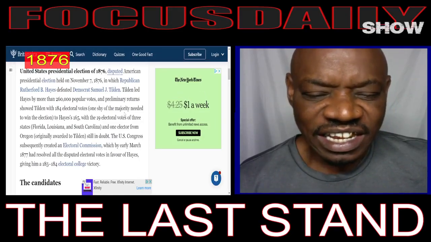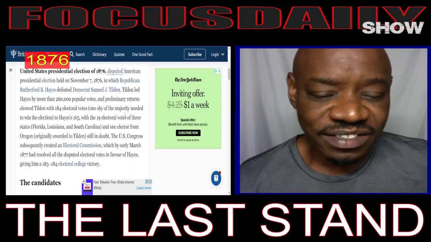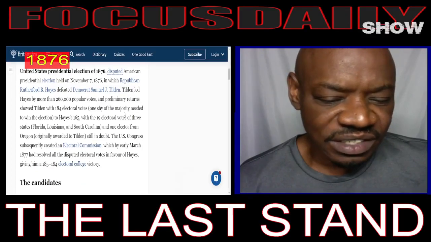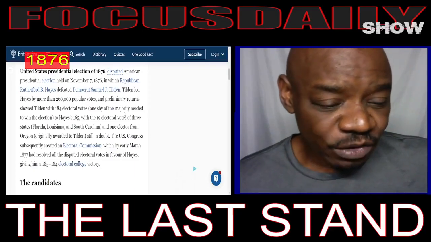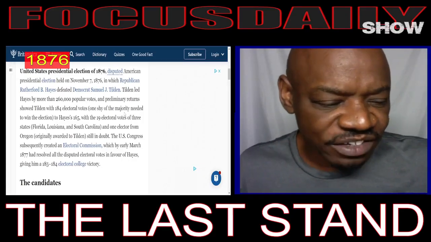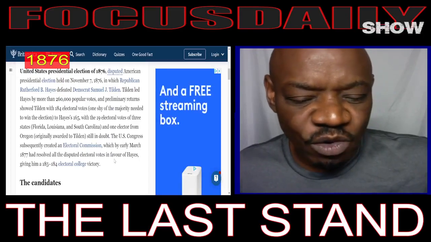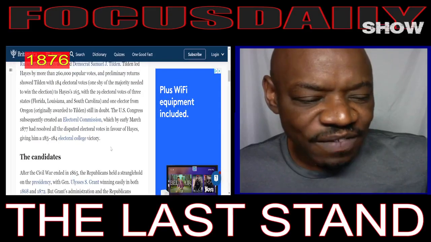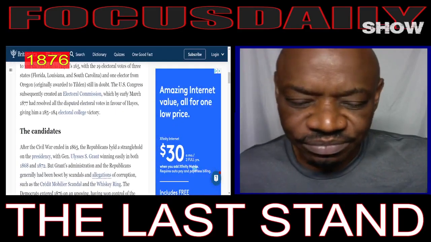The 19 electoral votes of the three states, Florida, Louisiana, and South Carolina, and one elector from Oregon, originally awarded to Tilden, were still in doubt. The U.S. Congress subsequently created an electoral commission, which by early March 1877 had resolved all the disputed electoral votes in favor of Hayes, giving him a 185 to 184 Electoral College victory.